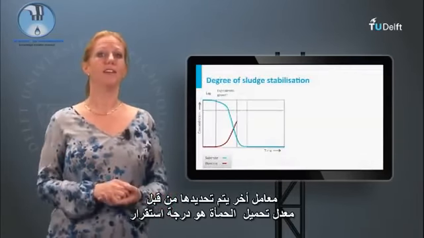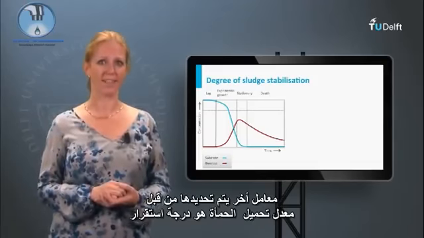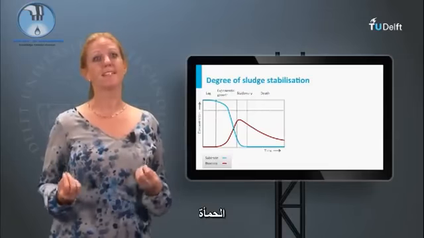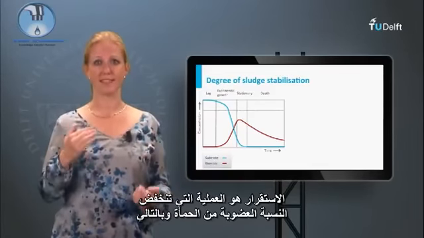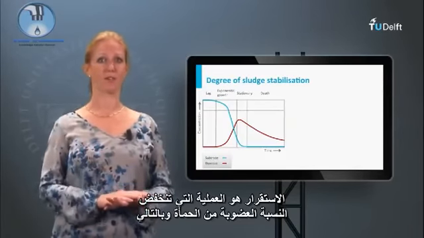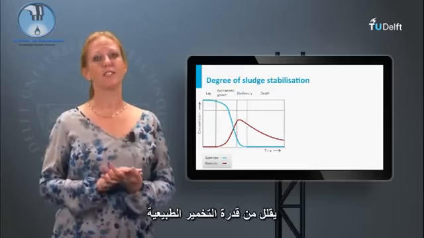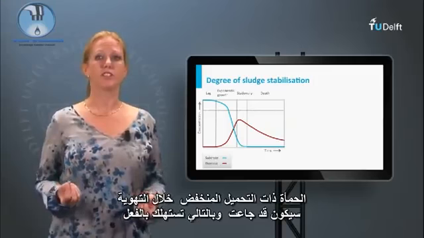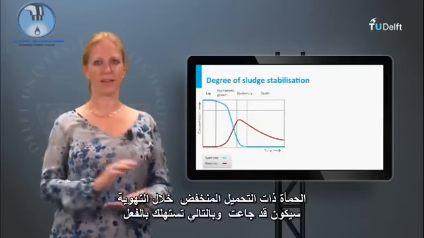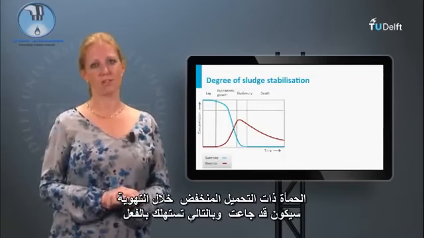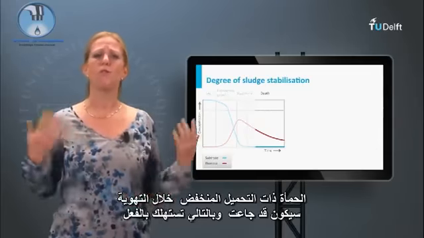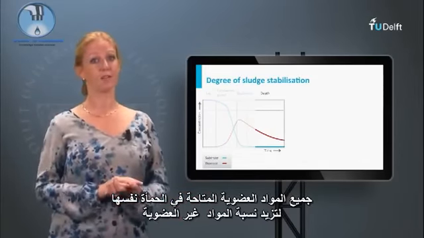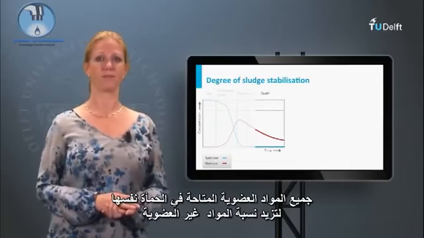Another parameter that is determined by the loading rate is the degree of stabilization of the sludge. Stabilization is the process that decreases the organic fraction of the sludge and therefore reduces the natural fermentation capacity. Sludge that was lightly loaded during aeration will have been starved and thus already consumed all available organics within the sludge itself, increasing its inorganic fraction.